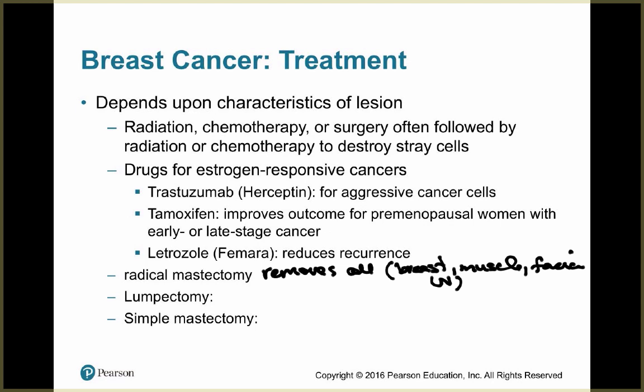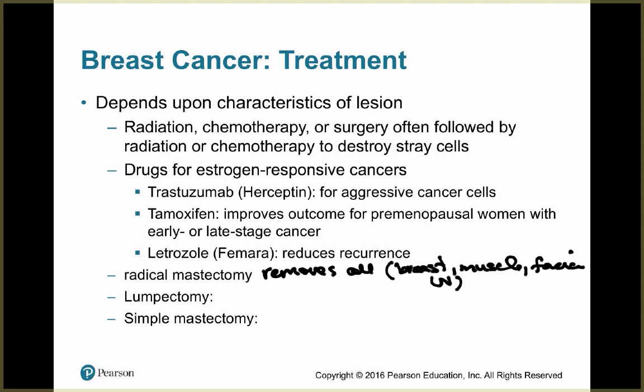Now, when they're looking at characteristics of lesions, to decide how they treat it, they can treat with radiation, chemotherapy, or surgery. If you do surgery, it's often followed by radiation and chemotherapy to try to destroy any stray cells. There are drugs for estrogen responsive cancers. So you have Herceptin, that's for aggressive cancer cells, Tamoxifen, which improves outcome for premenopausal women with early or late stage cancer, or Femara, which reduces recurrences.